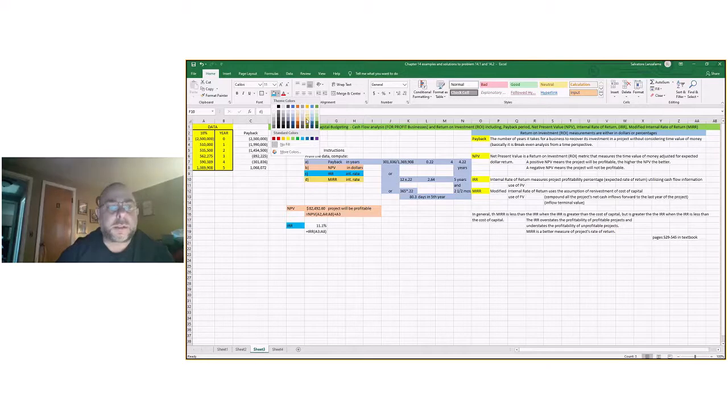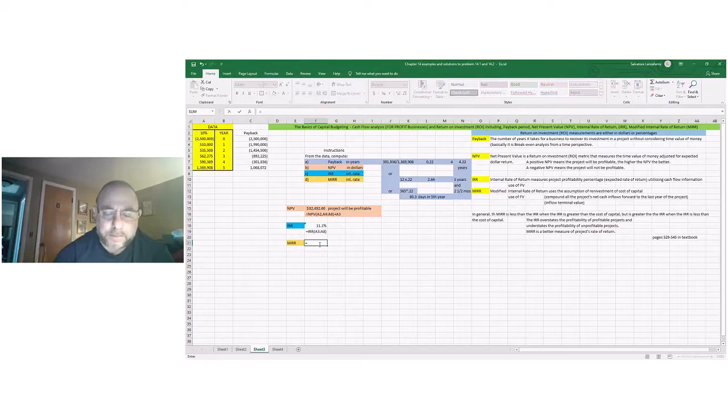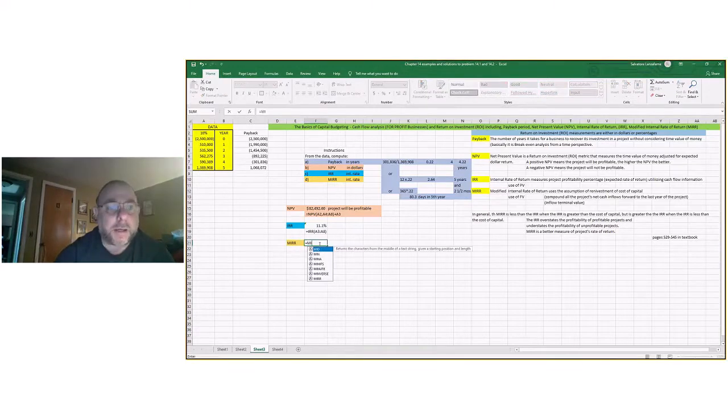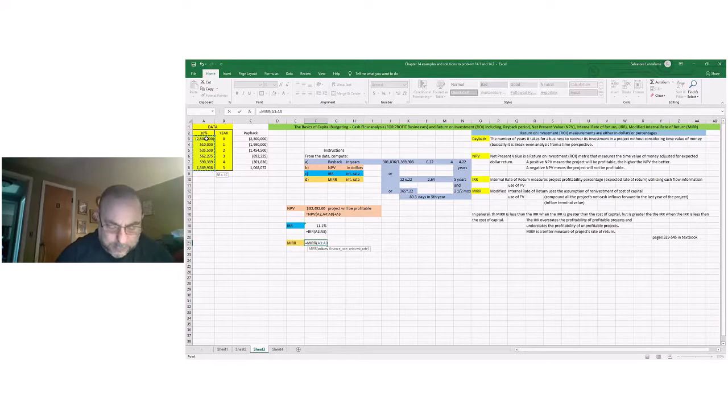And I guess I'll use this color. So MIRR. In this one, hit the equal sign, start typing MIRR, and notice that that is a function that Excel can handle. Open the parentheses for the instructions, and notice it says it wants the values. Okay, so A3 to A8. So let's do that. A3 to A8.